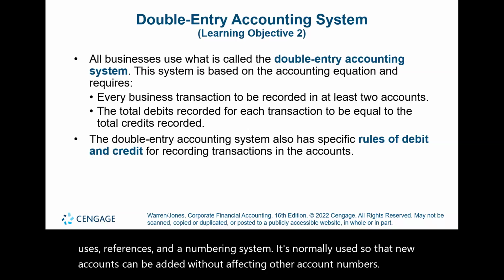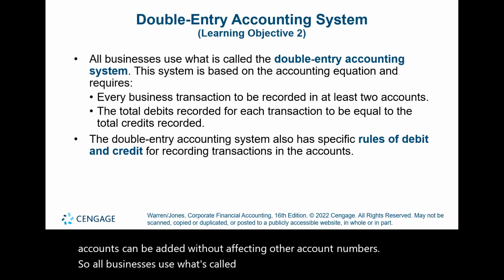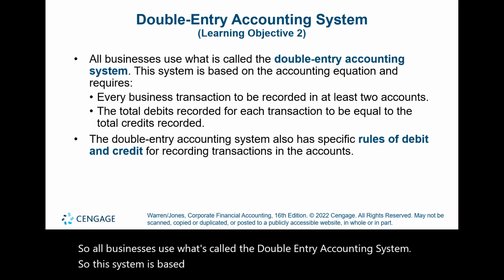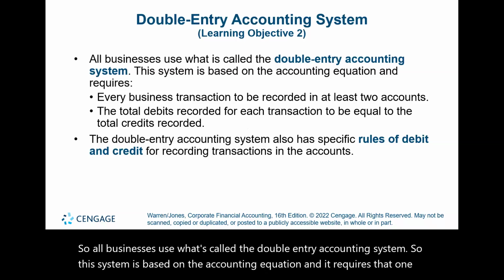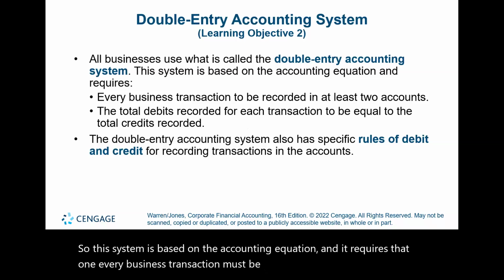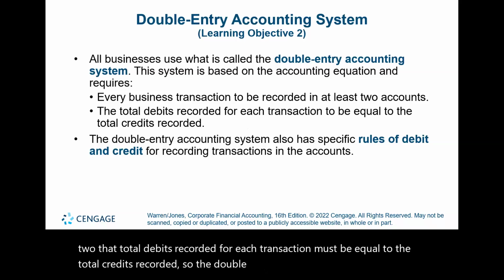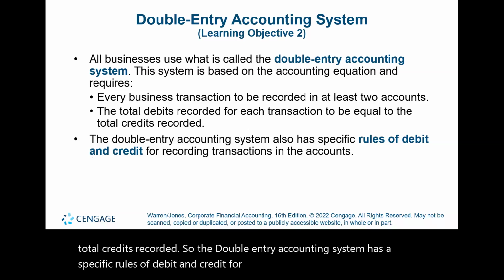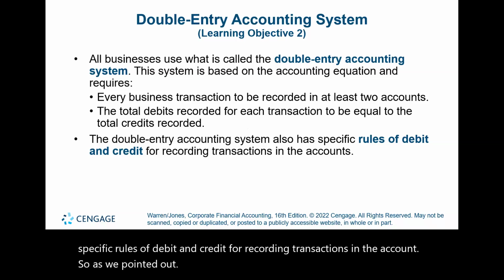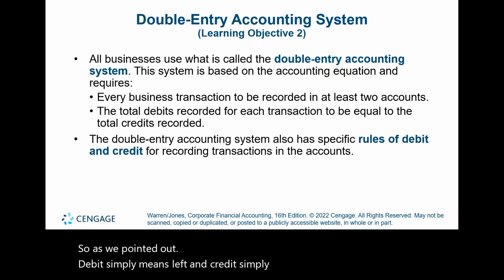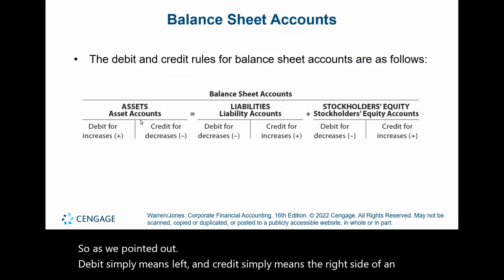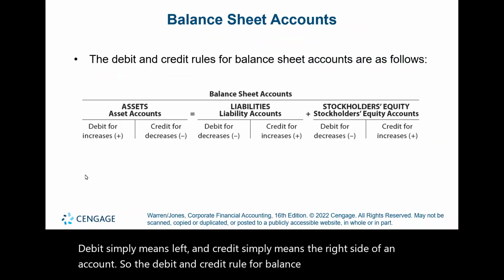So all businesses use what's called the double entry accounting system. This system is based on the accounting equation, and it requires, one, that every business transaction be recorded in at least two accounts, and two, that total debits recorded for each transaction must be equal to the total credits recorded. So the double entry accounting system has specific rules of debit and credit for recording transactions in the account. As we pointed out, debit simply means left, and credit simply means the right side of an account. So the debit and credit rules for balance sheet accounts are as follows.